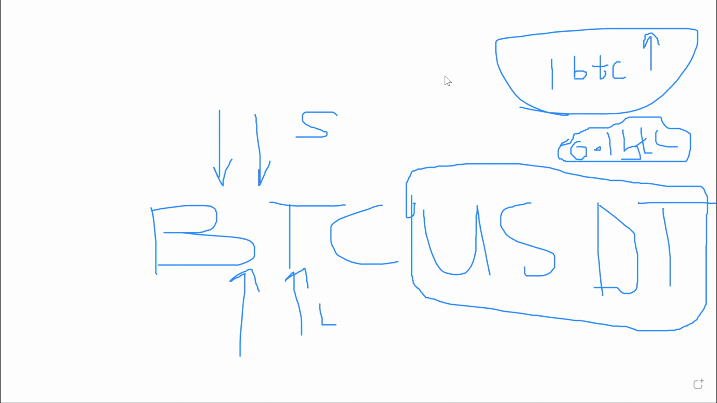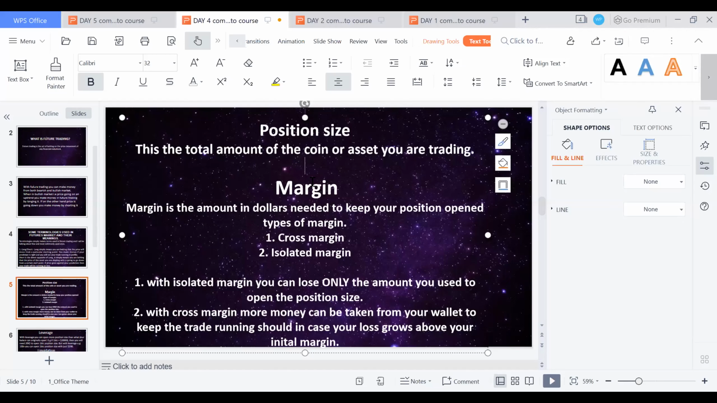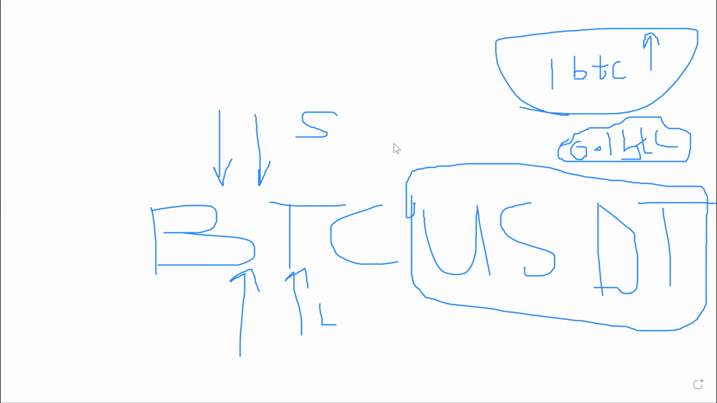Let's go back to our PDF slide. The next thing we'll talk about is margin. Margin is the amount in dollars needed to keep your position open. After you have opened your one Bitcoin, for example, you must have 19,800. Let me go back to that whiteboard. I can't scroll it, so let me just clear it.